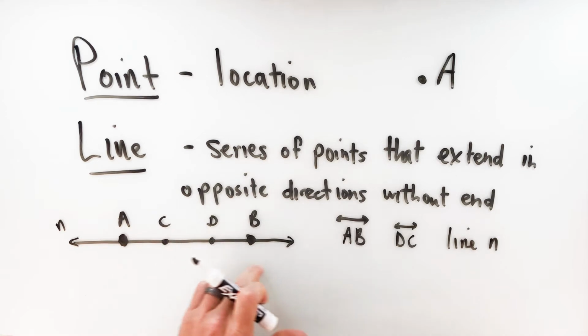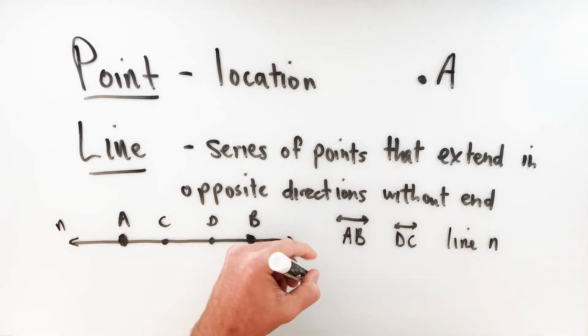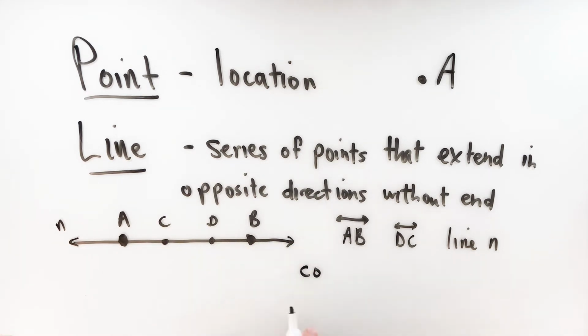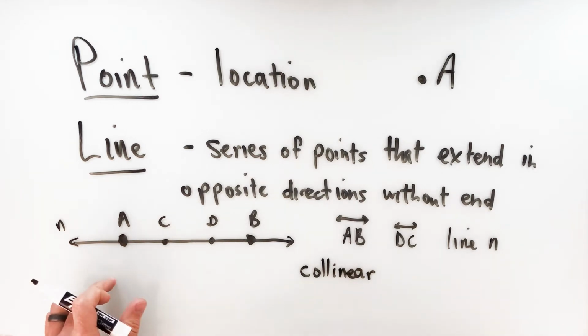Now, if we have points that are all on the same line, we call these collinear points. The word collinear: co just means together, and linear means line. So collinear points are just points that are on the same line. All of these points would be considered collinear.